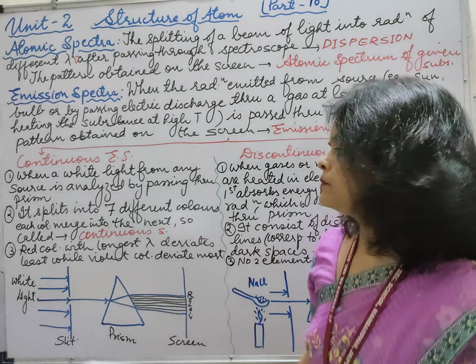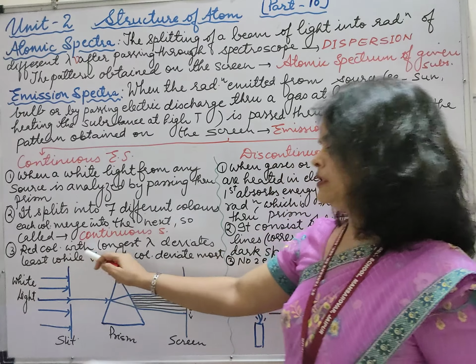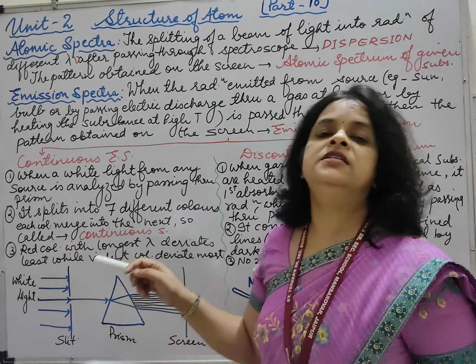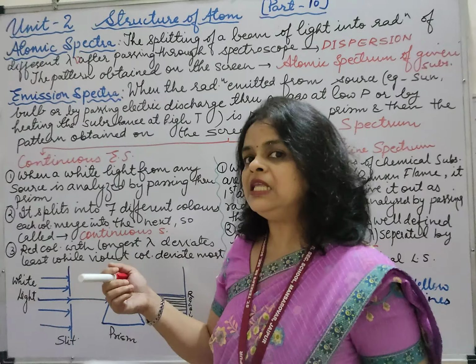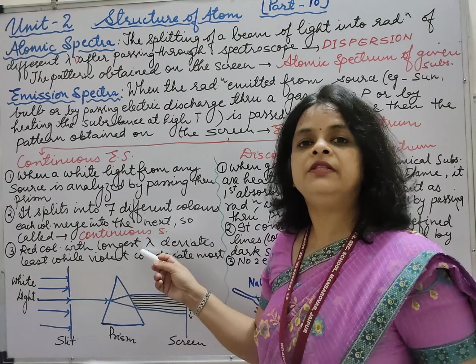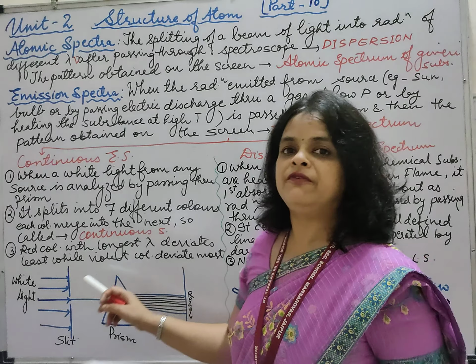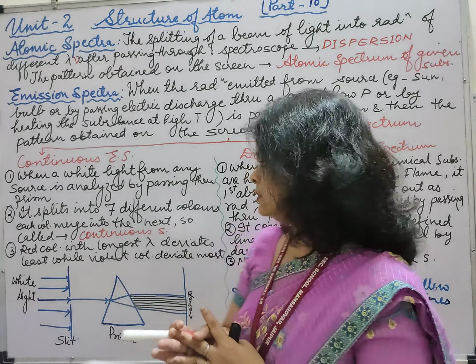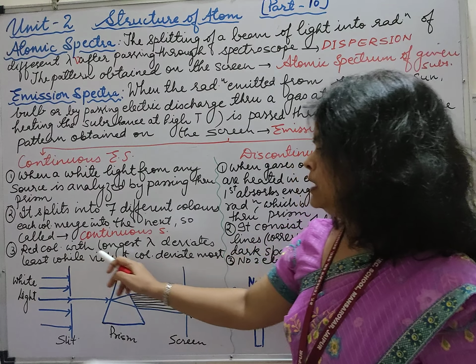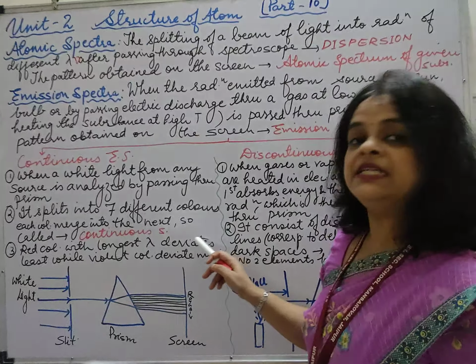Is it clear? Red color with longest wavelength. When we were discussing the spectrum, we had seen that red color had the longest wavelength, and the violet color had the least wavelength in the visible region. So red color with the longest wavelength deviates least.